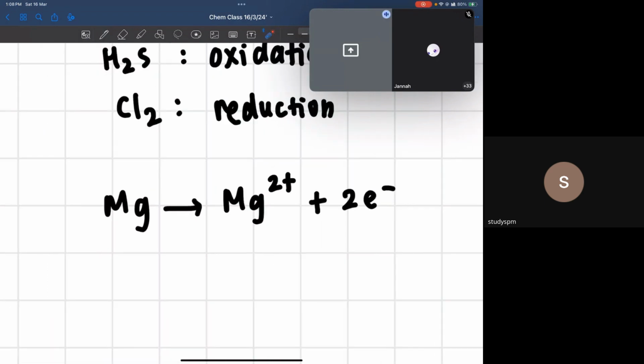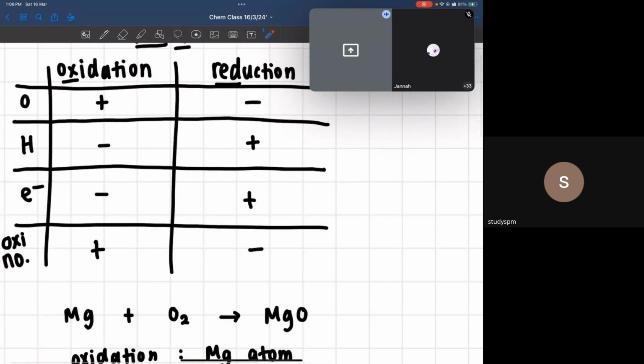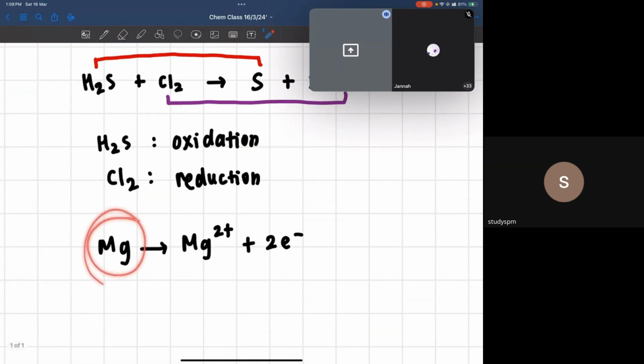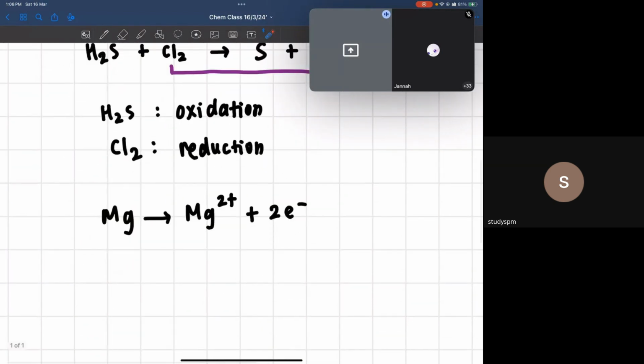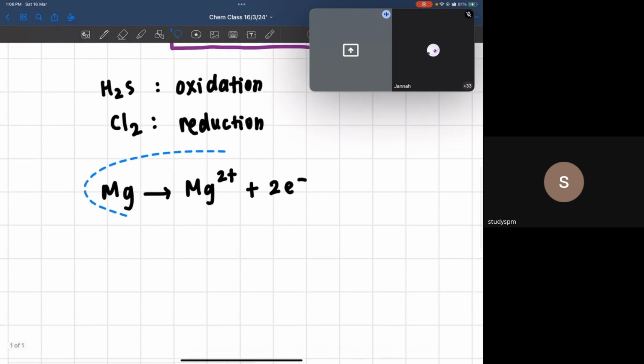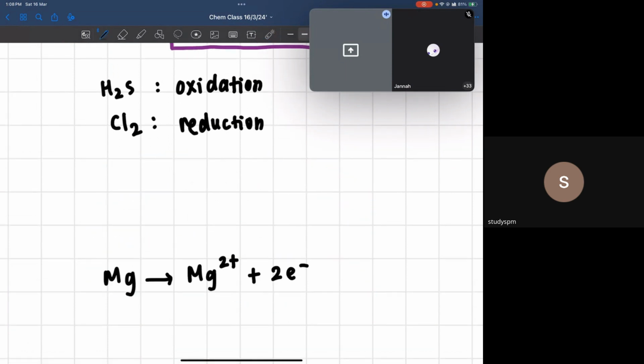This one is giving the electron, so this falls under oxidation. We can say magnesium undergoes oxidation. This one we can identify from the equation. Okay, we balance it first. This one, 2. Okay, balanced already.